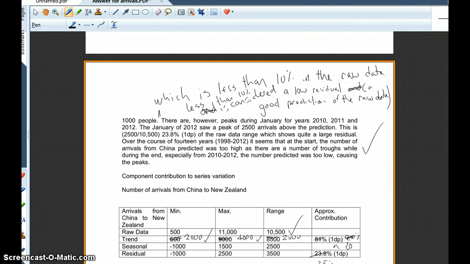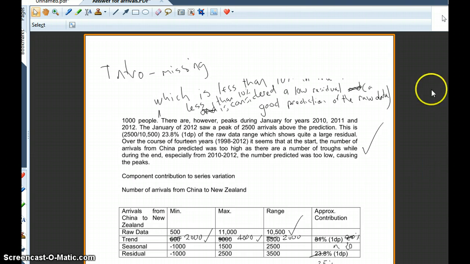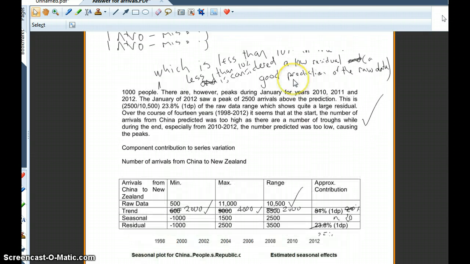Go back up to the top. Why isn't it letting me go back up to the top?